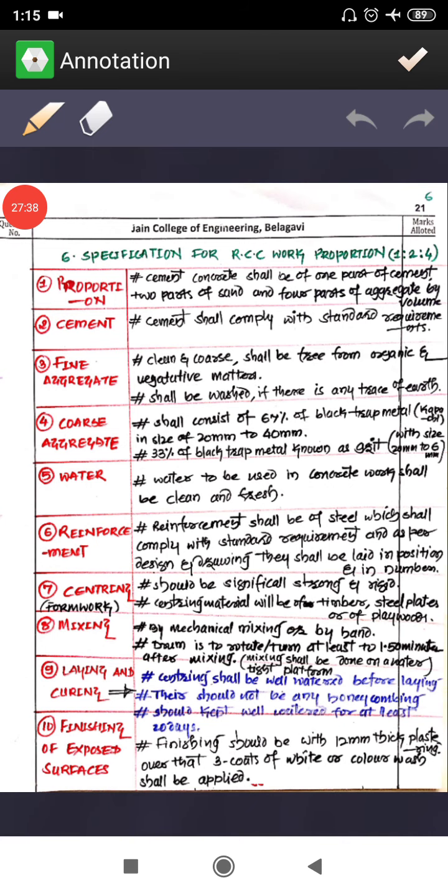Well friends, the next item is RCC work with a proportion. Proportion is given here, but usually that is going to vary. Here the standard proportion I have taken is 1 is to 2 is to 4, and we are going to write the specification for that here.